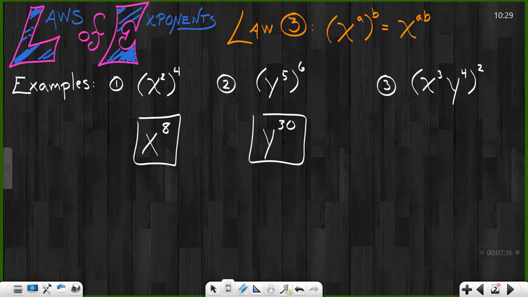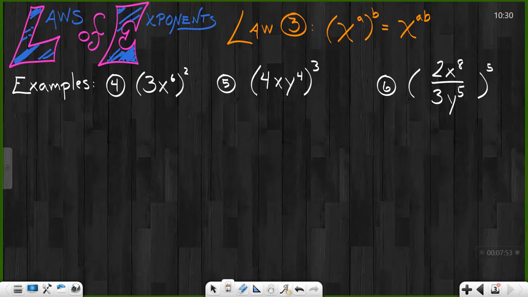What if I have more than one variable? Well, it doesn't matter. Just do both of them. Start with x cubed, so keep the base. 3 times 2 is 6. And then go to y. Keep the y there. 4 times 2 is 8. We just apply that exponent to both pieces inside the parentheses.